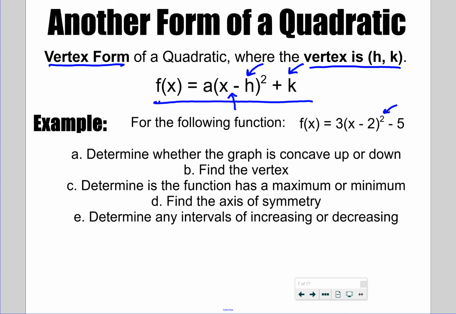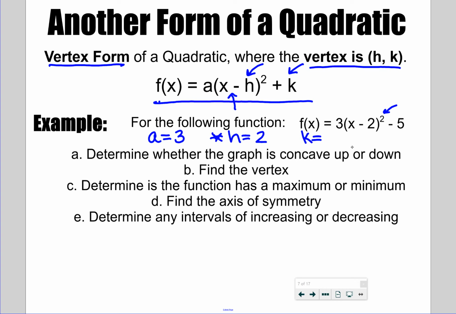We're going to start by naming our important pieces. This time, instead of an A, B, C, it's an A, an H, and a K. A, the number in front of the parentheses, is 3. Be careful with H. Remember, H is the opposite of the sign that you see inside the parentheses, so it's a positive 2.